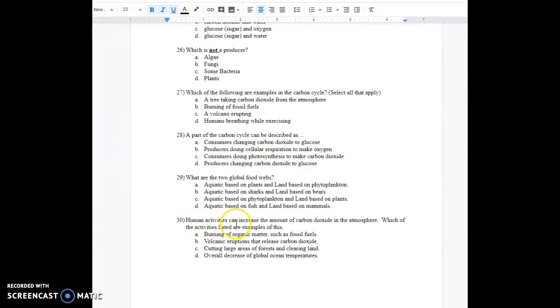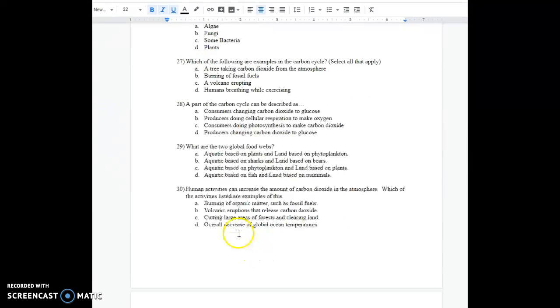Number 30, human activities can increase the amount of carbon dioxide in the atmosphere. Which of the activities listed are examples of this? A, burning of organic matter such as fossil fuels. B, volcanic eruptions that release carbon dioxide. C, cutting large areas of forests and clearing land. D, overall decrease of global ocean temperatures. It doesn't say it here, but this is a select all that apply. There is more than one answer.